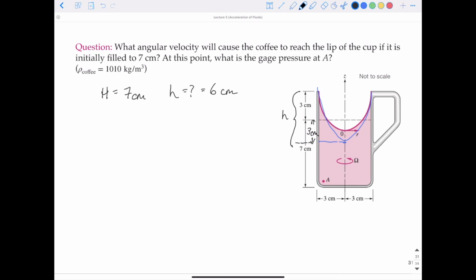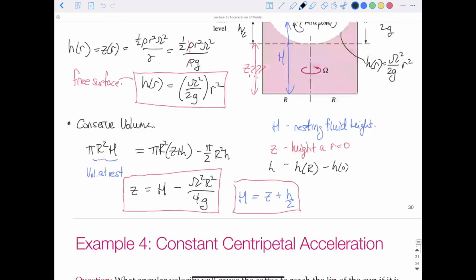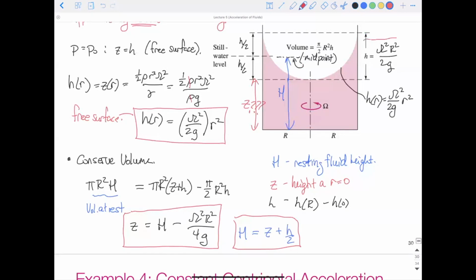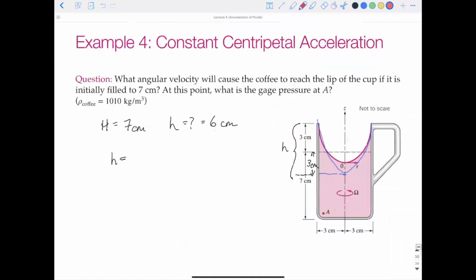And we know from our equation above, if we wanted that h value to be 6 centimeters, we'd have to follow the equation for h, omega squared r squared over 2g. This is equal to omega squared r squared over 2g. So we could rearrange and we would get omega is equal to the square root of 2 times g times h over r.